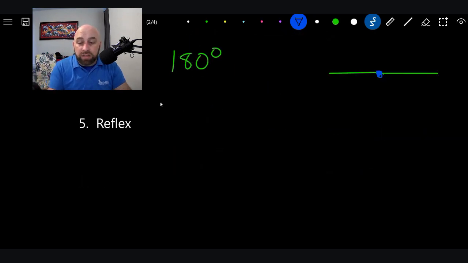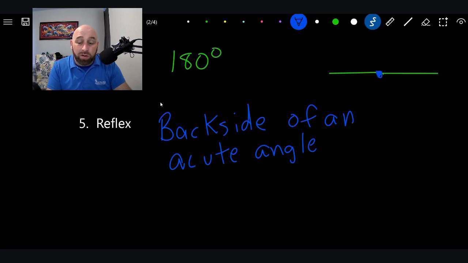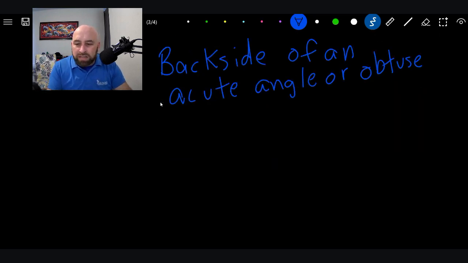The next one is called the reflex angle. Reflex angle is interesting, but I'll write it like this. It is the backside of an acute angle. Really, it could be the backside of an acute or obtuse. What do I mean by that? Well, it's the backside of the angle.